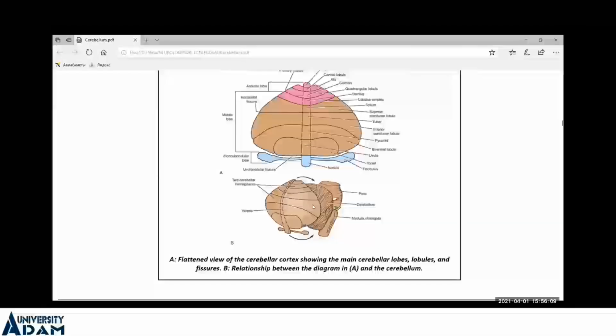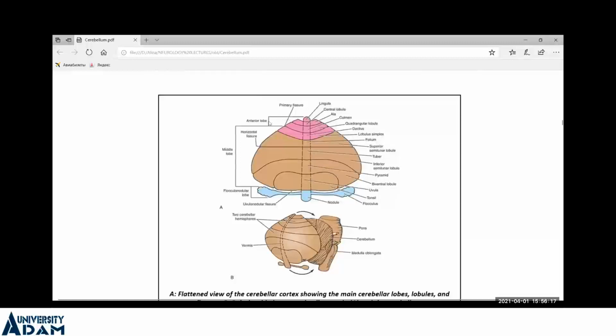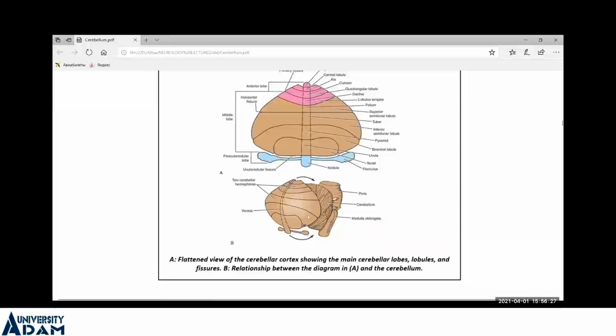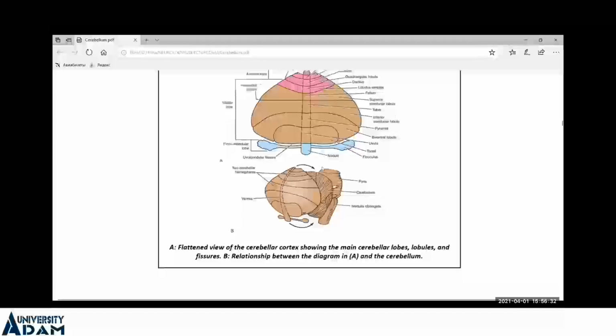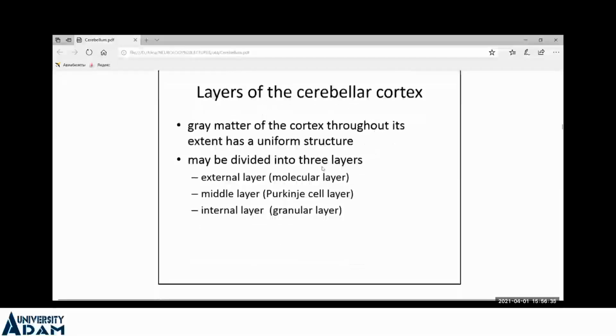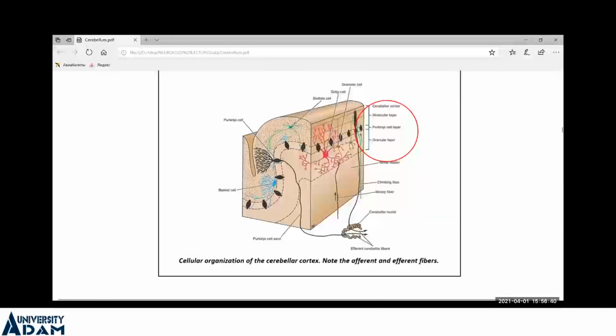Okay. So guys, this is a flattened view of cerebellar cortex showing the main cerebellar lobes. We divide them into the anterior lobe, middle lobe, flocculonodular lobe, and the vermis right here. So as you can see, guys, the cerebellum is divided into 3 lobes. Also we have layers of the cerebellar cortex: external layer, middle layer, and the internal layer. So guys, they're also important, okay?